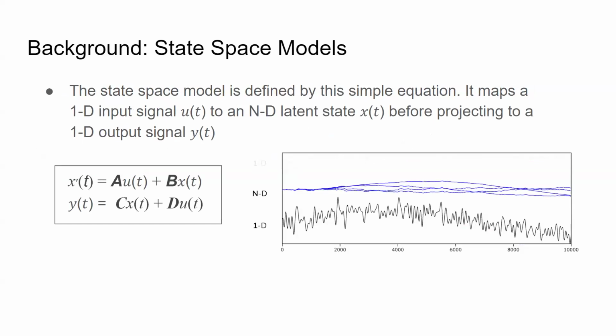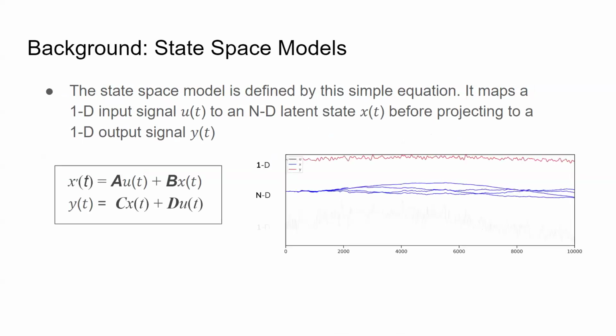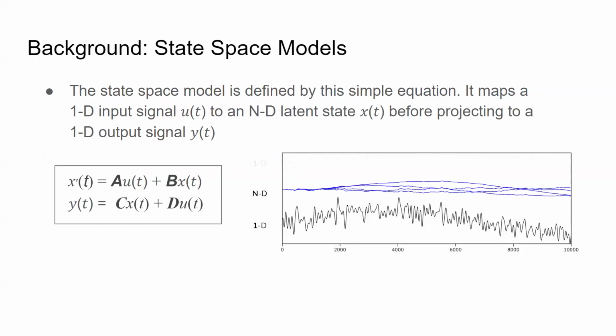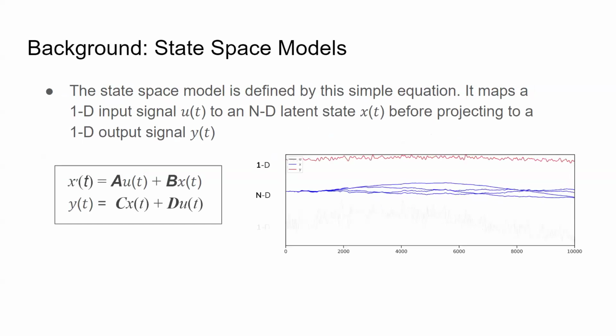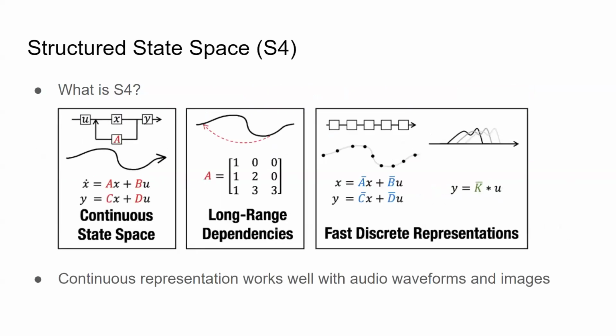Coming to the background of state-space models, the state-space model is defined by these simple equations which are seen here. It maps a 1D input signal to an n-dimensional latent space and then maps it back to a one-dimensional output space. So you can think of this as a linear RNN, where at every time step you do some transition to the hidden state and then add it to the input. That is shown in the first equation, x dot equals Ax plus Bu. And then you get the output in a single dimension, and you can view the D of U as a skip connection, where you add the input to the output.